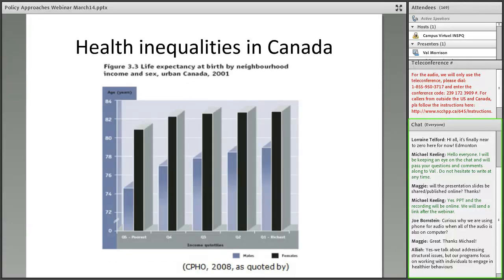And then finally, as an illustration, we see life expectancy at birth by neighborhood income and by sex in urban Canada. And this, again, shows us the gradient, the socioeconomic gradient from quintile 1 to quintile 5, as well as a gap, often less talked about in these documents, but the gap that exists between males and females.